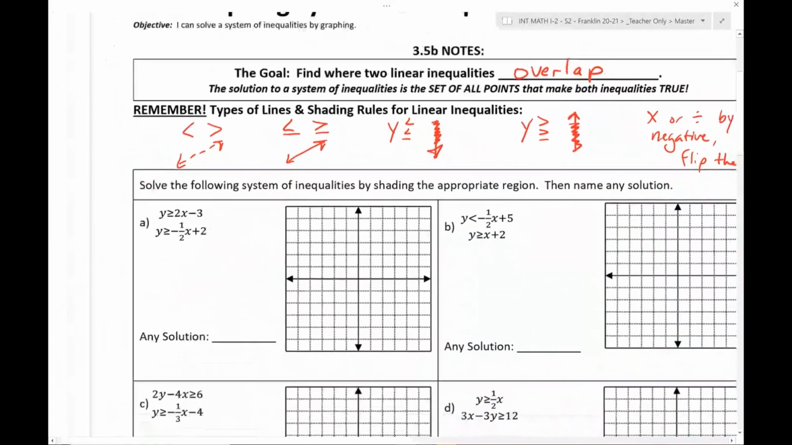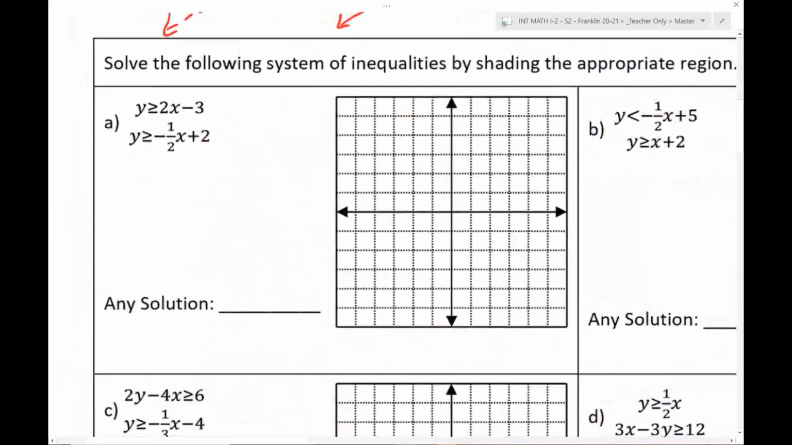Okay, so let's practice one. So first we're going to graph each line here, making sure we use the correct type of line, and then we'll decide where to shade. So y is greater than or equal to 2x minus 3. Let's do that. Down 3. Slope is 2, so up 2 over 1. Or down 2, left 1. And because our inequality symbol has the equal to bar on it, we're going to use a solid line.